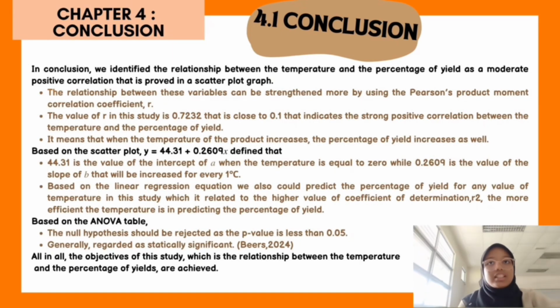Based on the ANOVA table, the null hypothesis should be rejected as the p-value is less than 0.01, generally regarded as statistically significant. All in all, the objective of the study, which is the relationship between the temperature and the percentage of yield, is achieved.